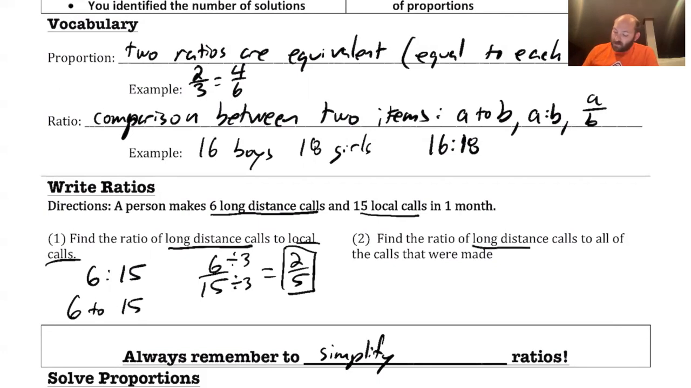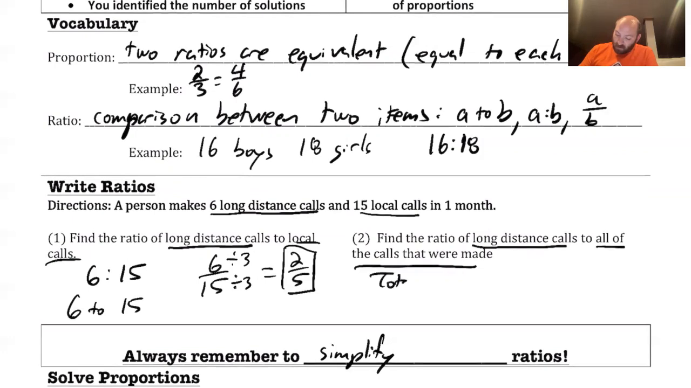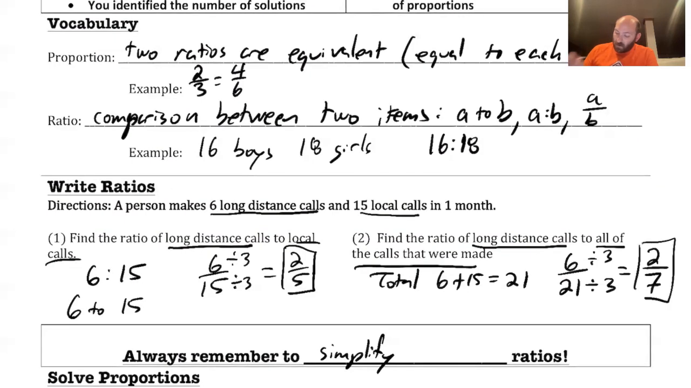Now find the ratio of long distance calls to all of the calls that were made. This is one thing that we don't know directly from this description. We know that there were 6 long distance and 15 local, so the total calls are going to be 6 plus 15, or 21 calls. Long distance was 6, the total was 21, and then I'm going to reduce that. I'm going to divide both of those by 3 again, so I get a ratio of 2 to 7. That's 2 long distance calls to 7 total calls. That's another thing we can do with our ratios. Even though it's not written directly, we can do one quick step of adding these two items together to get to a total number of items.